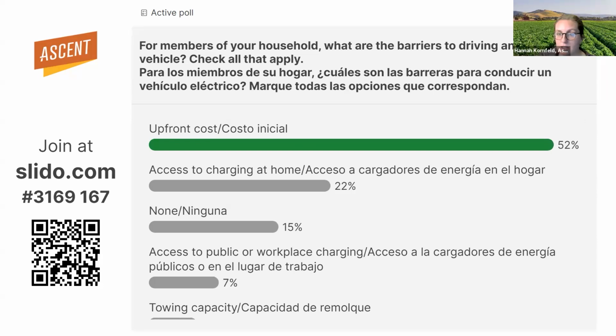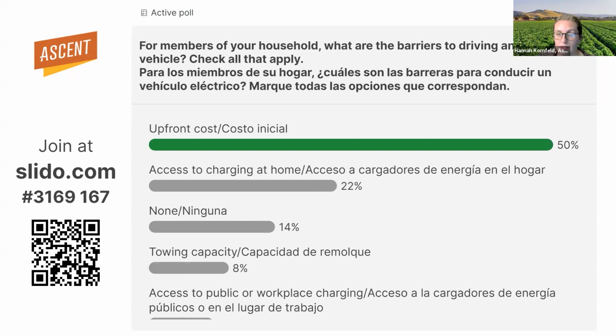Upfront cost is the biggest barrier to folks, followed by access to charging at home. A significant number of folks here don't have barriers and perhaps already drive electric vehicles. And towing capacity is also a barrier to being able to drive an electric vehicle.